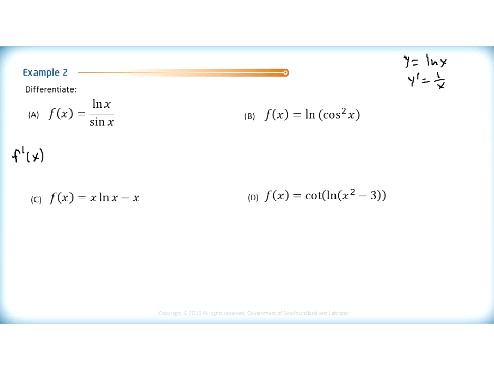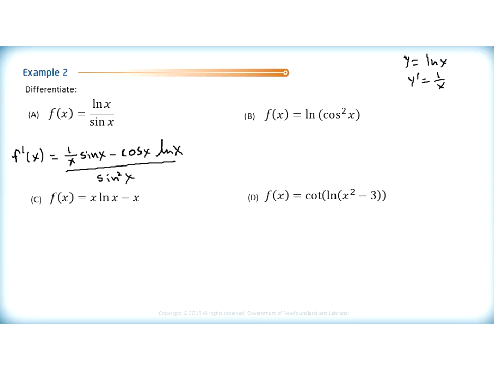So the first case, I have a quotient rule. The derivative of ln x, which is the numerator, is 1 over x, multiplied by the denominator, which is sine x. Then I have to subtract the derivative of sine x, so that's cosine x, times the numerator, which is ln x. And all that is divided by sine of x, I have to square it, so sine squared x. So that's just pretty straightforward quotient rule there.